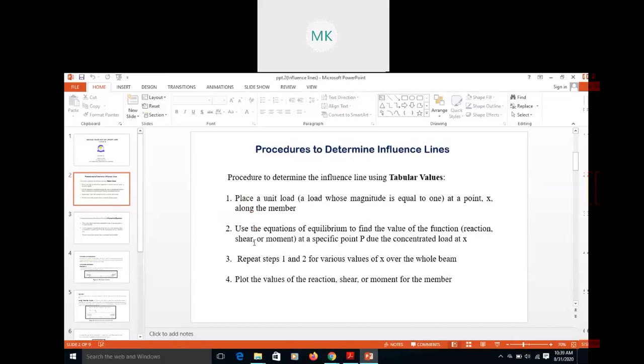Next, use the equation of equilibrium to find the value of the function, reaction, shear, or moment, at a specific point P due to the concentrated load x. So what is this equation of equilibrium? Can anyone tell me what the equations of equilibrium are? Anyone, please respond.